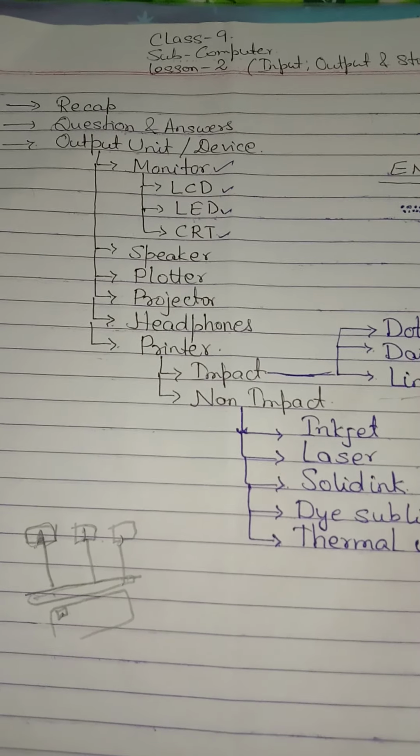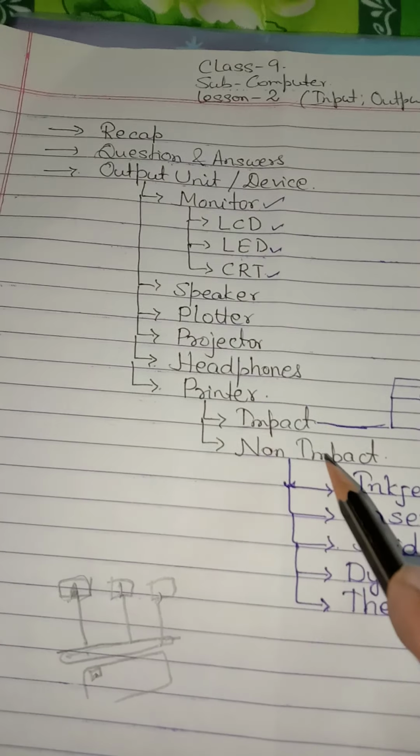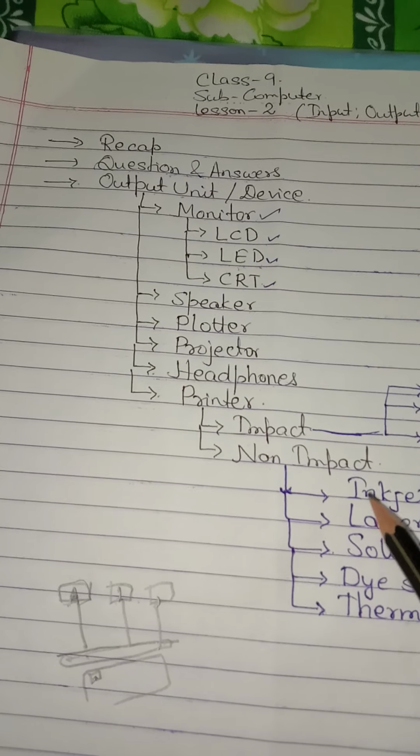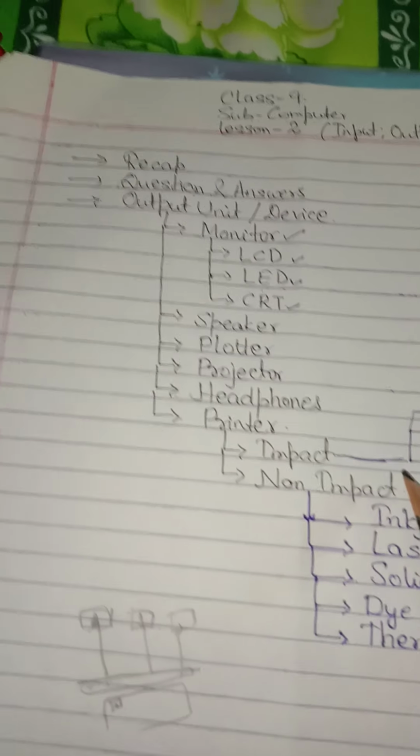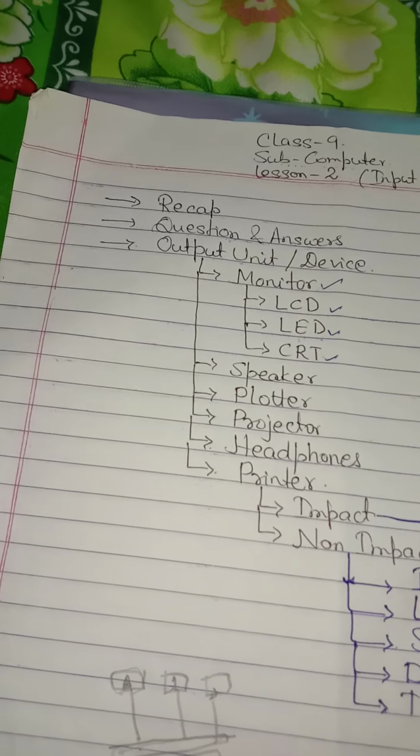So in this video, we discussed the printer, the types of printer, impact and non-impact, and the types of impact printer like dot matrix printer, daisy wheel printer and line printer.